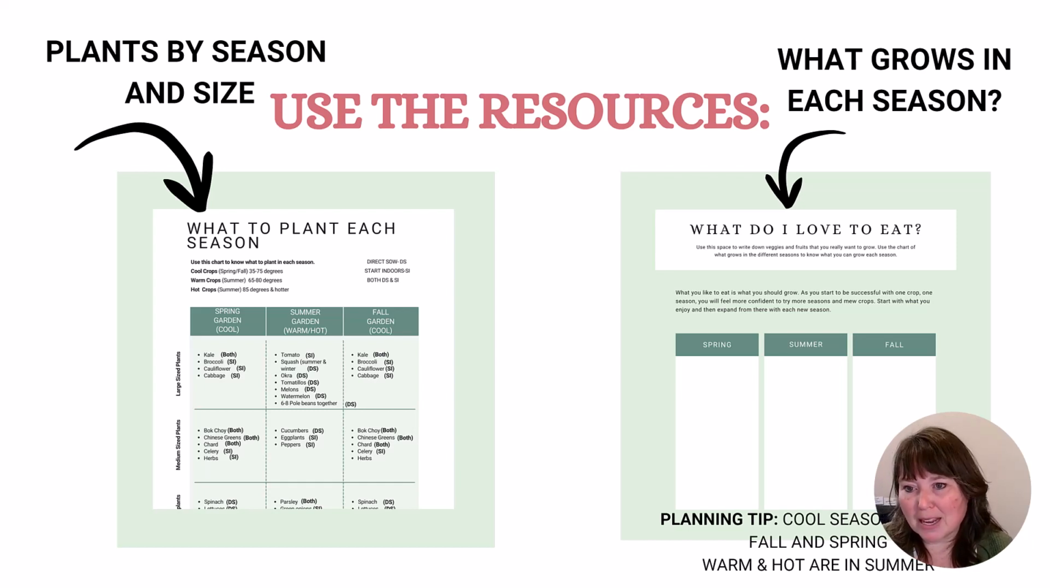On the next page, you're going to write for spring, summer, and fall, using the first chart, what are vegetables or fruits that you would like to grow in the spring, summer, and fall. One planting tip is that spring and fall are going to have the same plants that you're going to grow.